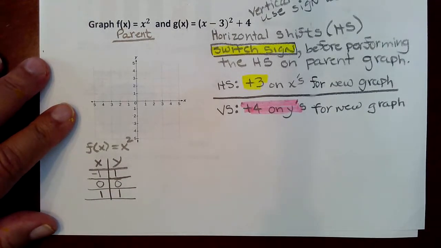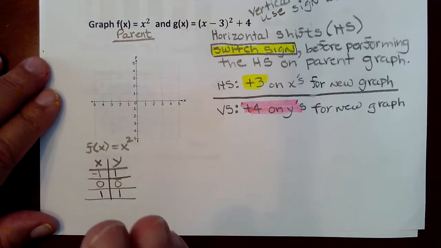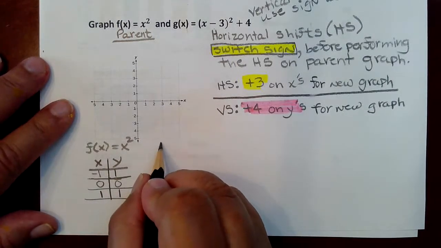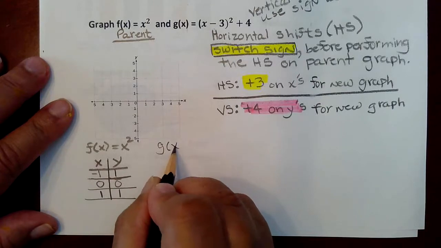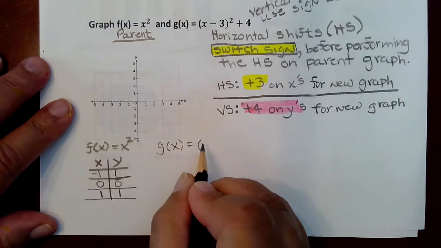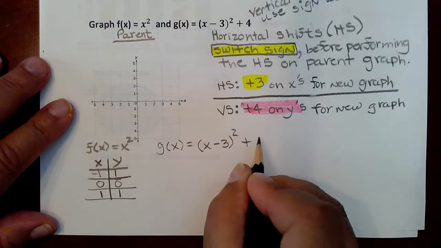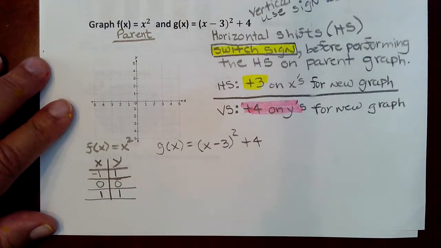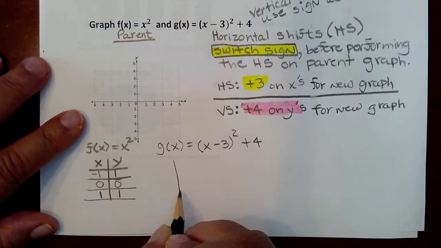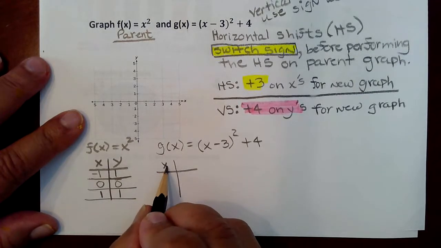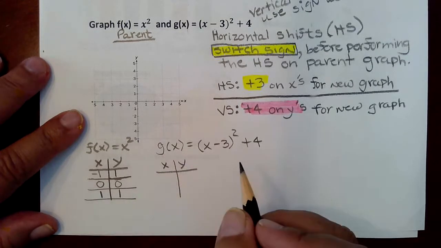So instead of plugging certain x values into this new function, which is much more complicated because it has x minus 3, then you're squaring, then you're adding 4, there's a lot to do in this new graph. So you can make it so much easier on yourself if you just understand how to shift.